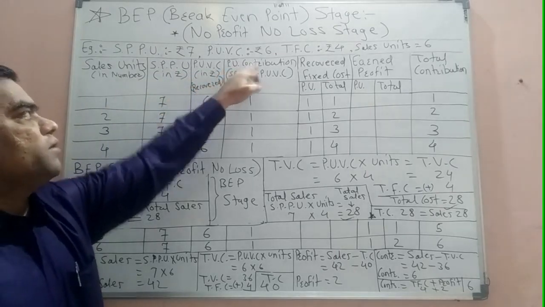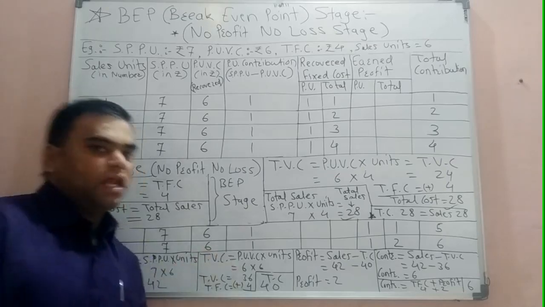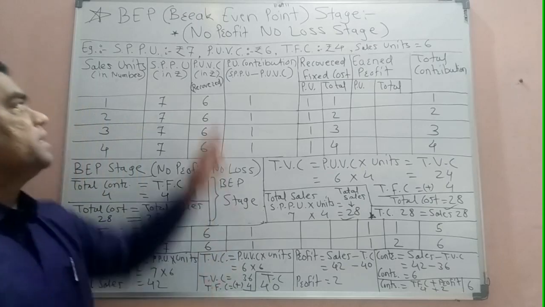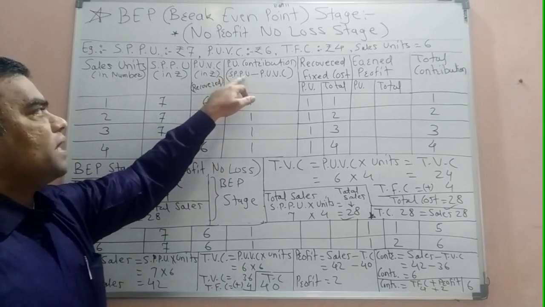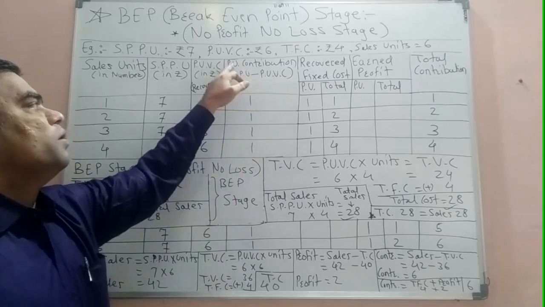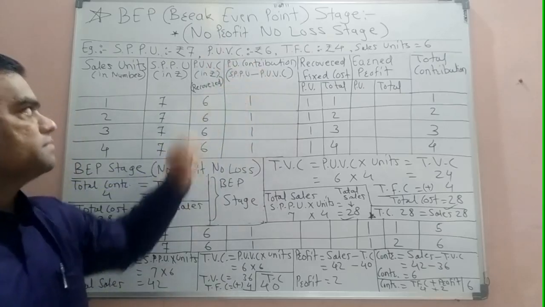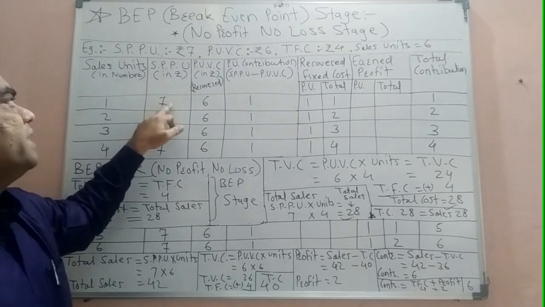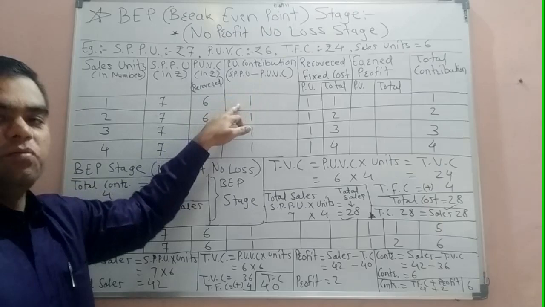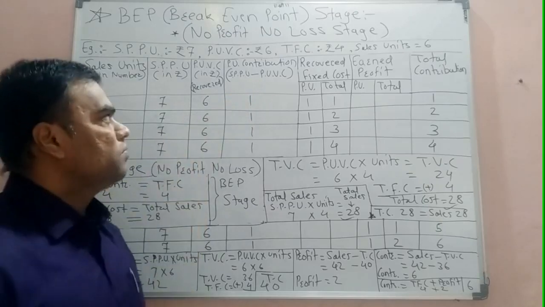Then per unit contribution, as we have discussed in the last lecture. Contribution means sales less variable cost. Here, selling price per unit less per unit variable cost is equal to per unit contribution. Selling price per unit is 7, per unit variable cost is 6, so per unit contribution will be rupee 1.